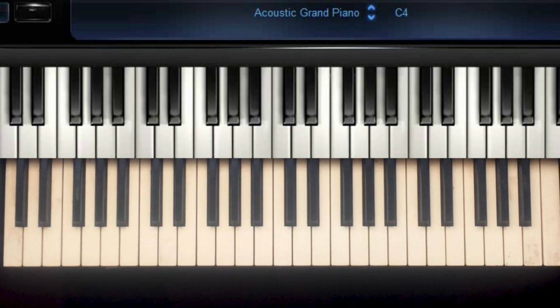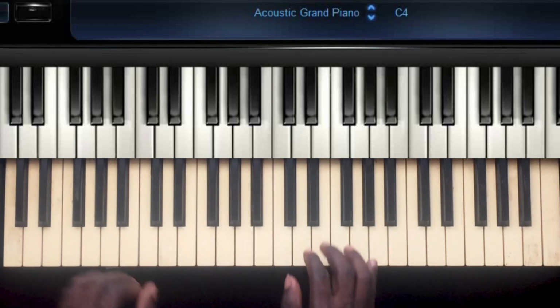Today we're going to be learning a simple song by Zuta, and the title of the song is Yesu. We're going to be playing the song in the key of C.